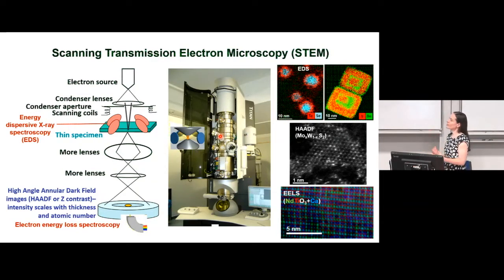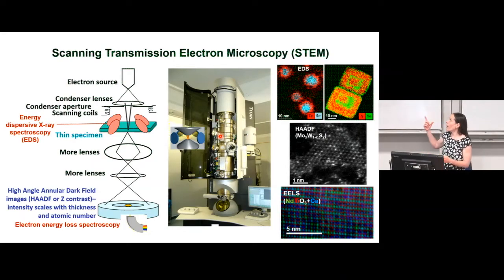We then have some lenses, and we can collect lots of different signals that have come off of the interaction of the electron beam with that specimen. So we can detect the directly transmitted beam, and we call that a bright field image. We can look at the scattered electrons. We call that a dark field image. We can look at the X-rays that have been generated by the interaction of the electron with the sample, and that's energy dispersive X-ray spectroscopy. We can look at the energy that the electrons have lost as they pass through the sample, and that's electron energy loss spectroscopy. And the picture on the right-hand side here just shows you some examples of the types of information that you can get about different types of samples.